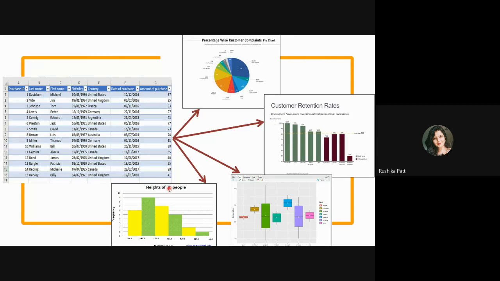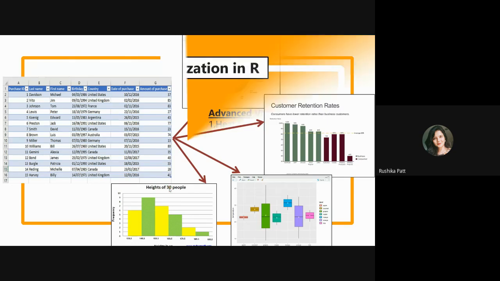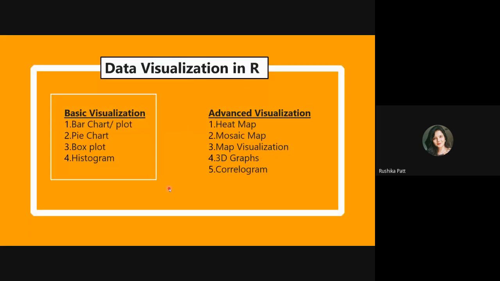So today we will talk about this only. Data visualization in R has two categories: basic visualization and advanced visualization. Today we are going to cover the basic, which includes bar chart, also called bar plot, pie chart, box plot, and histogram. Many advanced visualizations are also available. You can go and check them out by yourself: heat map, mosaic map, map visualization, 3D graphs, and choropleth.